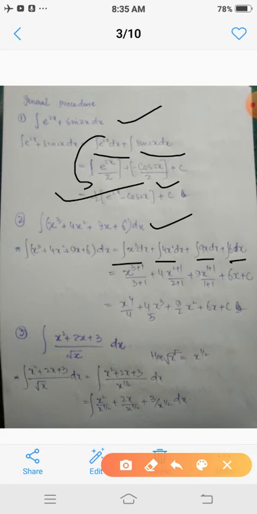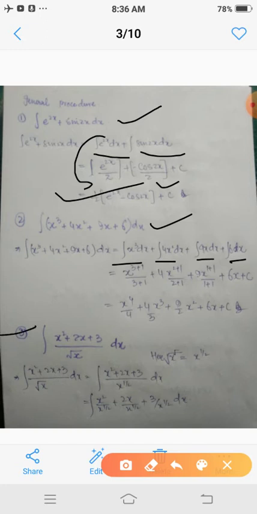Now the integration of a constant with respect to x is the constant multiplied by that variable, that is here x, it is 6x plus c, which is integrating a constant. So simplifying this, we get x raised to power 4 upon 4, 4 by 3 x cube, plus 9 by 2 x square plus 6x plus c.